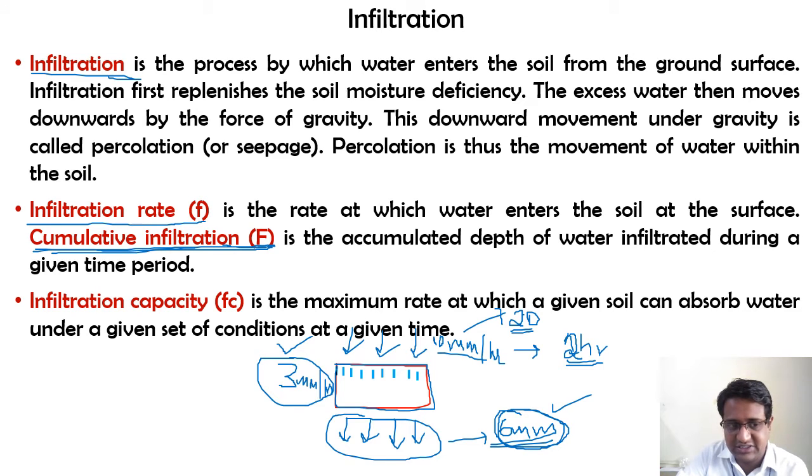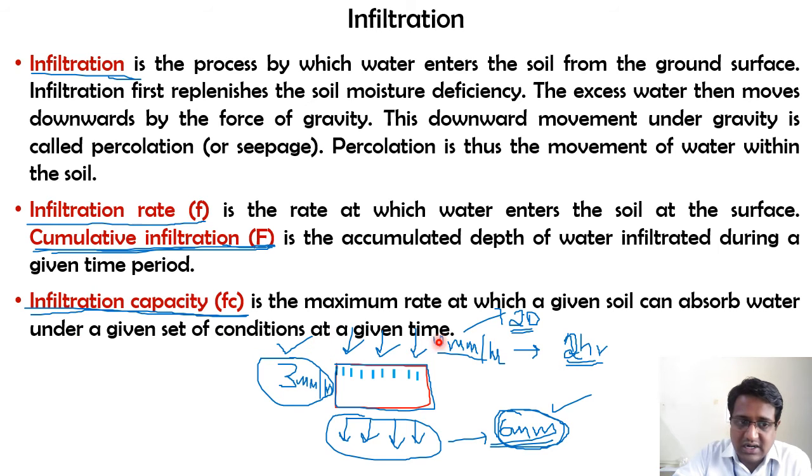Now the next thing is with respect to infiltration capacity. Infiltration capacity is the maximum rate at which a given soil can absorb the water under a given set of conditions at a given time. Please try to listen to this, I'll read it once again. Infiltration capacity we denote by FC. It is the maximum rate at which a given soil can absorb water under a given set of conditions at a given time.